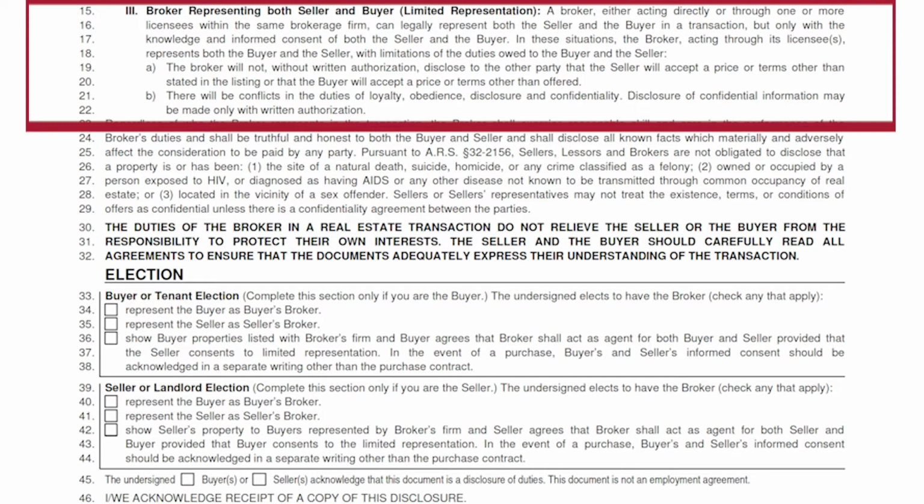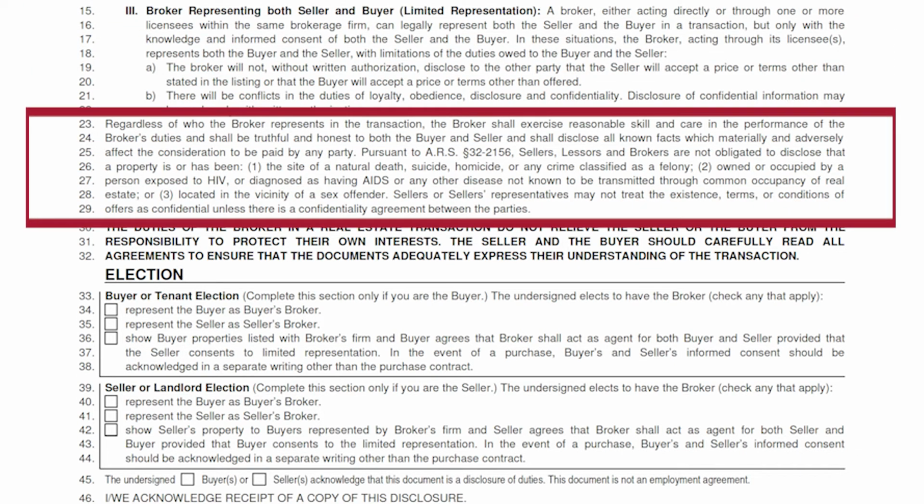Without written authorization, the broker will not be allowed to disclose to the other party that the seller will accept a price or terms other than stated in the listing, or that the buyer will accept a price or terms other than stated in the offer. It also states that there will be conflicts in the duties and that the disclosure of confidential information may only be made with written permission.